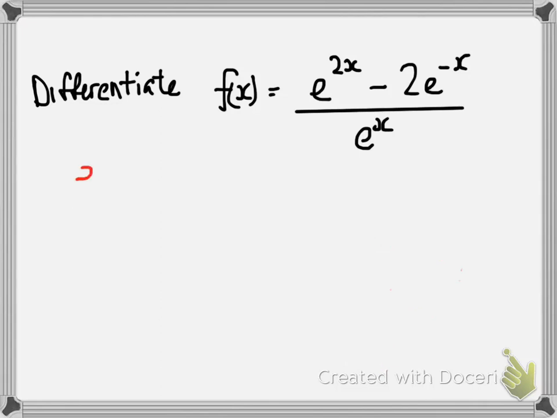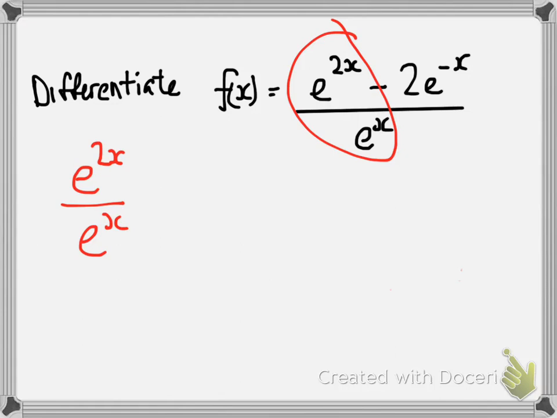So it's going to be e to the power of 2x over e to the power of x, so those two guys there, minus 2e to the negative x over e to the power of x. All right, now we have to tidy that up. We're dividing with indices with the same base. It's e both times. So what are we going to do with the indices when we're dividing, Jess? Minus. So what's 2x minus x? x. So that's e to the power of x for that one.